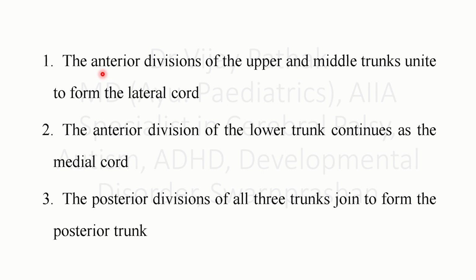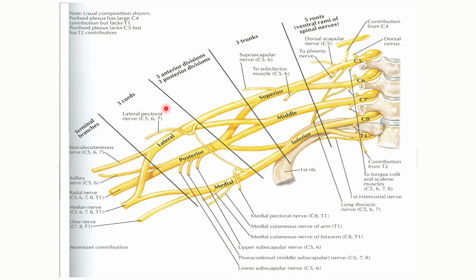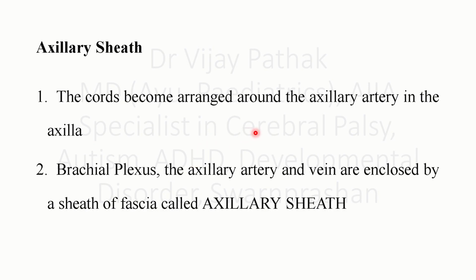Now the anterior divisions of the upper and middle trunks continue and unite to form the lateral cord. This is the anterior division of the superior trunk and this is the anterior division of the middle trunk. They both unite to form the lateral cord. And the anterior division of the inferior trunk continues to form the medial cord. And the posterior divisions of all three trunks form the posterior cord, right? So this is all about RTDC: root, trunk, division and cord.